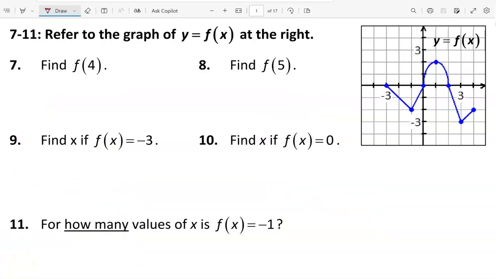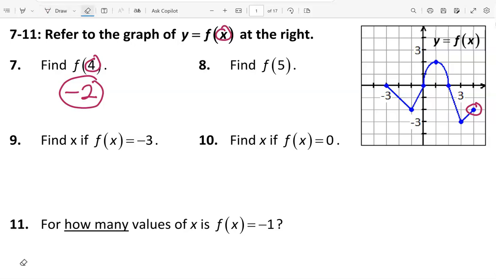In number 7 through 11, we're referring to the graph of y equals f of x at the right. To find f of 4, it's important that we realize that x is being replaced with 4. So f of 4 is what the value of y is. So I'm going to go to 4 on the graph, find that point, and when x is equal to 4, the y value is equal to negative 2.